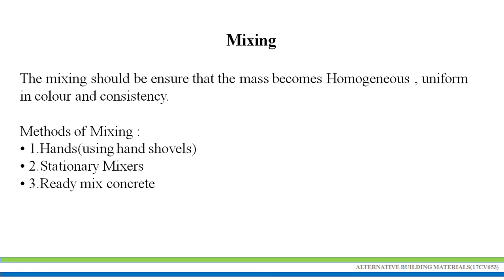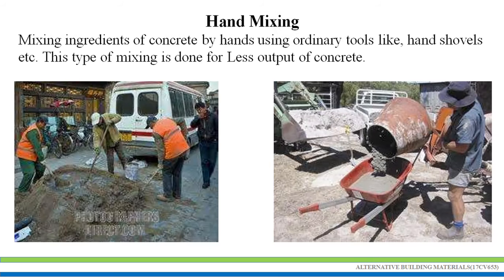Next one, mixing. While mixing the concrete, we have to get a homogeneous mixture. If you do not get a homogeneous mixture, it is not possible to place the concrete properly. It should be homogeneous, uniform in color and consistency. Methods of mixing: there are three methods: hand mixing, stationary mixer, and ready mix concrete. Hand mixing means all the ingredients are collected and mixed by hand using ordinary tools like hand shovels.